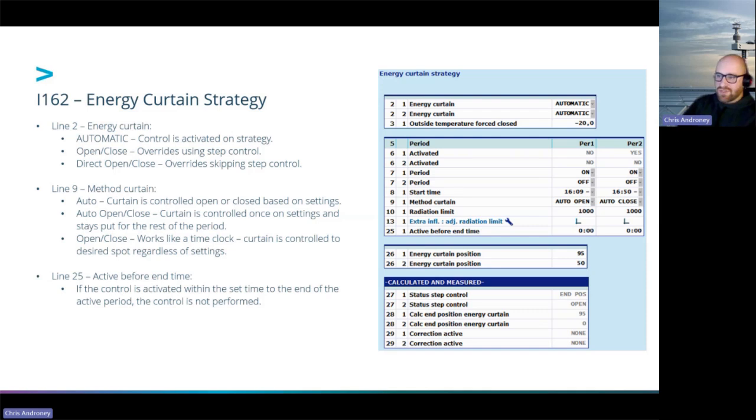For line 2, I always recommend using it sparingly and only in situations where you're going to test it, or if you're closing down a compartment and you want to close the energy curtain for a set amount of time, you can use it there. Again, always with overrides, you have to be careful that you remember to turn it back, because if you leave it in open or closed or direct open and close, once it closes or opens, it's going to stay there until you turn it back to automatic.